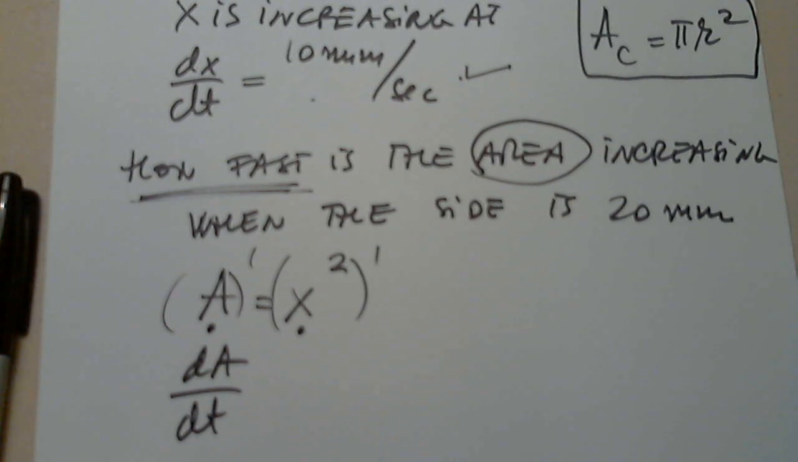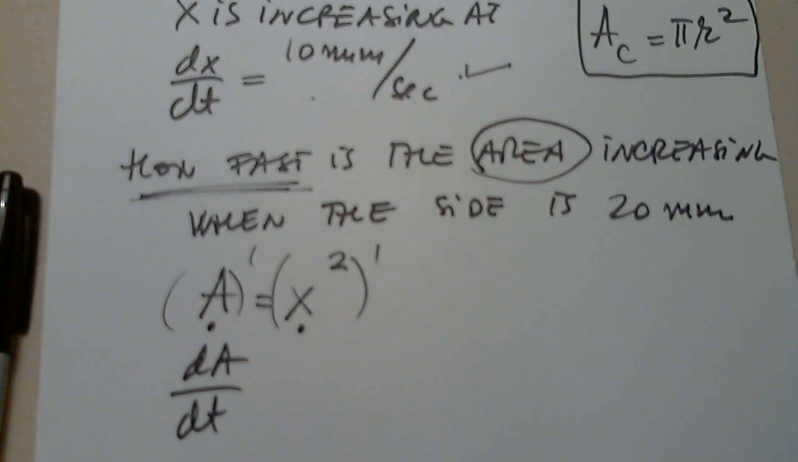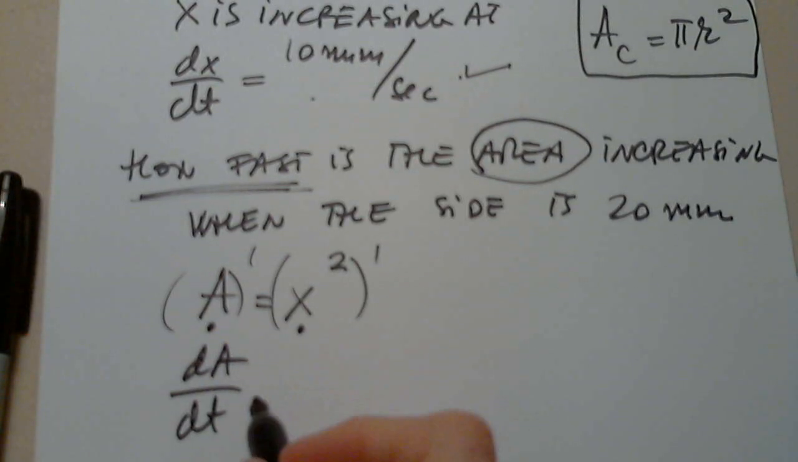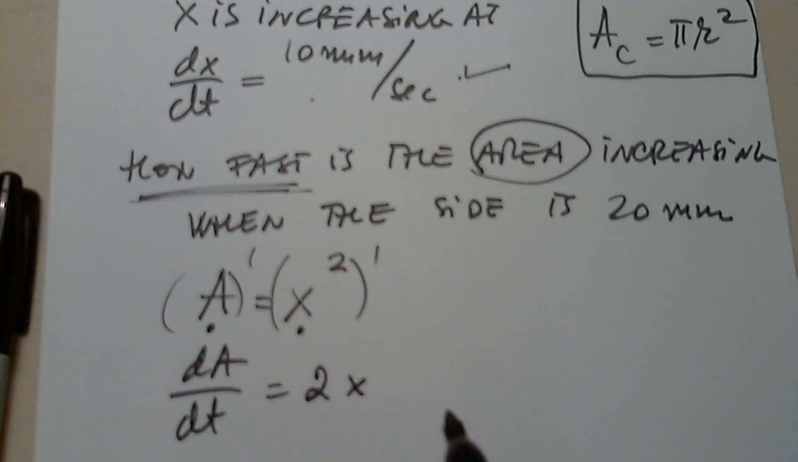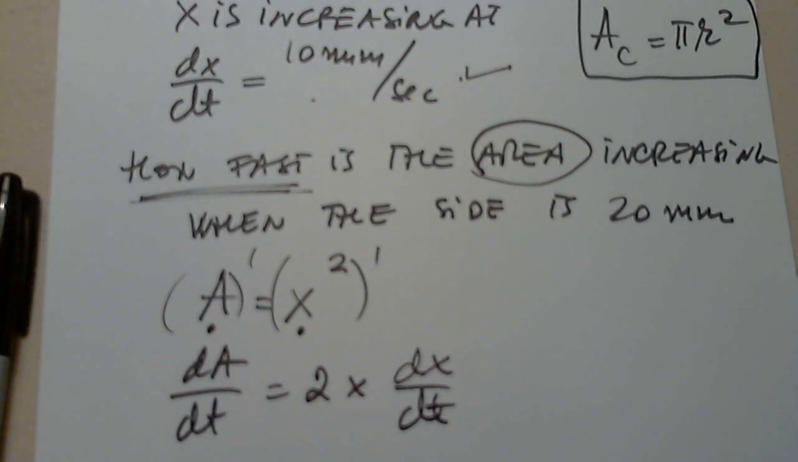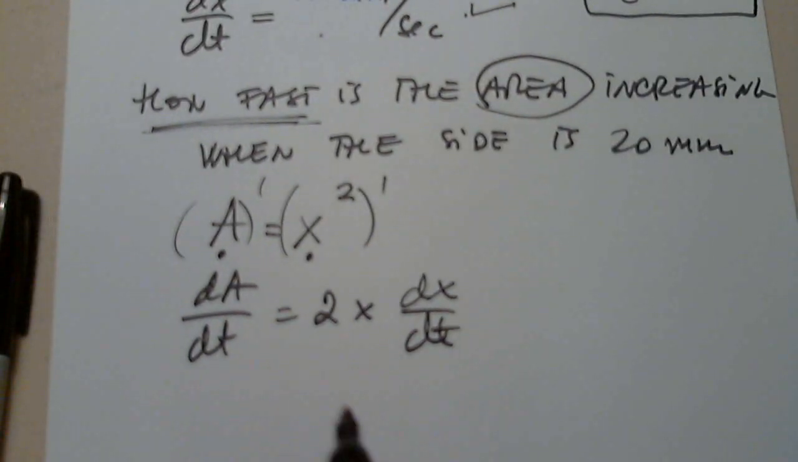And on the other side, what do I get? It's exactly what we just did with the previous problem. No change at all. 2x. Yes? Oh, 2x times dx over dt. Yes, because x is a function. Very good. It's done. All I have to do now is plug it in.